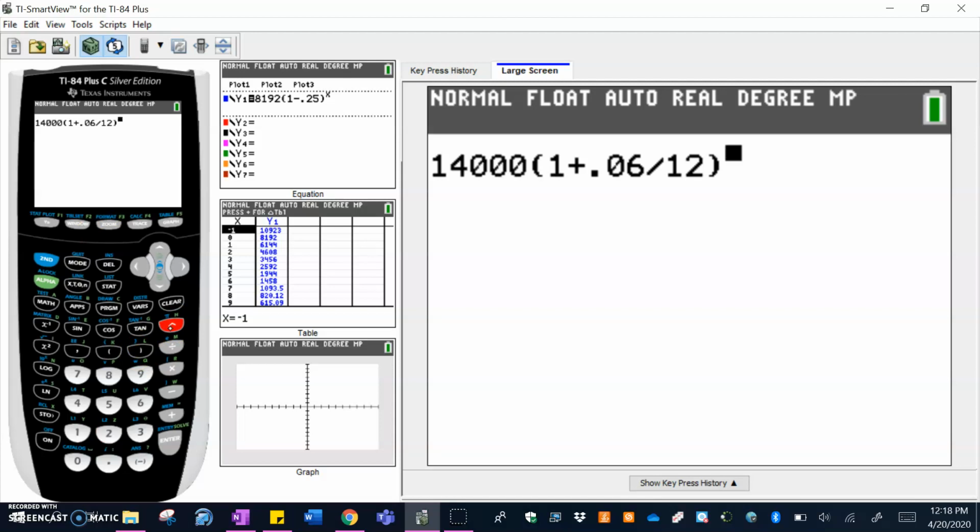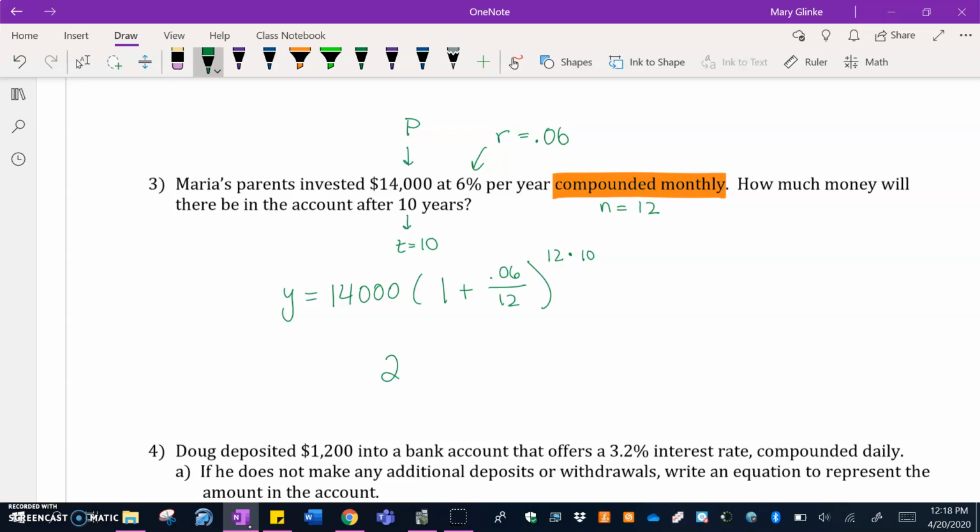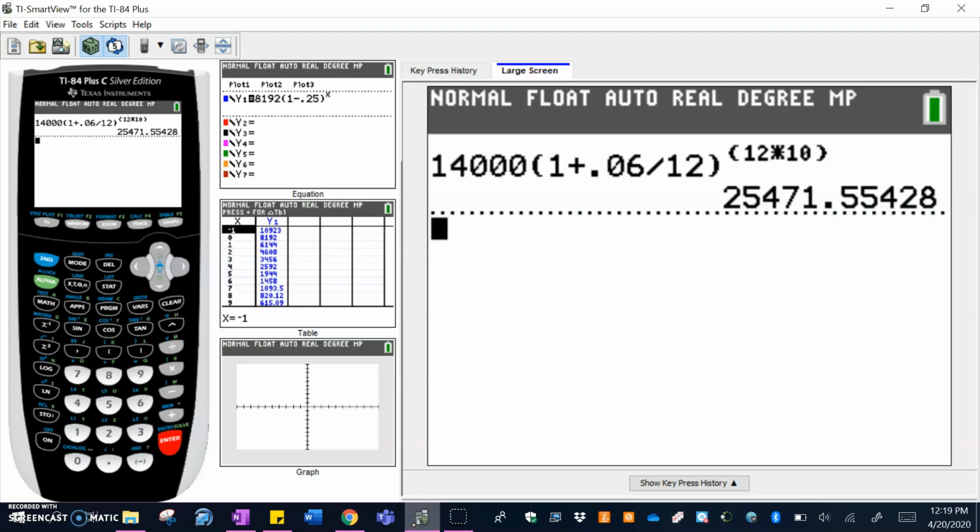Now, depending on your calculator, some calculators won't bump up and have that blank box up there. So I would strongly recommend using parentheses here and doing your 12 times 10 in parentheses. And so when we do that, we see our final answer being $25,471.55.